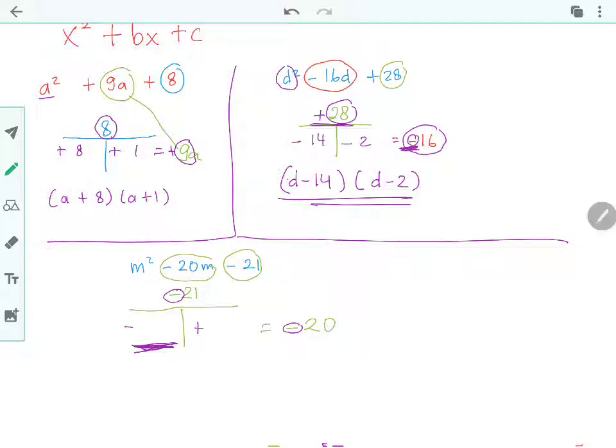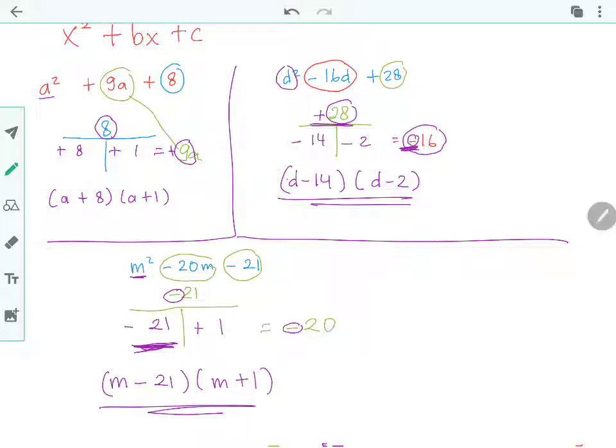Now we need to think what numbers, if you multiply, give negative 21, but if you add, give negative 20. Then I think it's negative 21 times 1. Okay, so what should we do now? We just need to rewrite it. Once again, the variable is m, so m minus 21 multiplied by m plus 1. Okay, that's the final result.